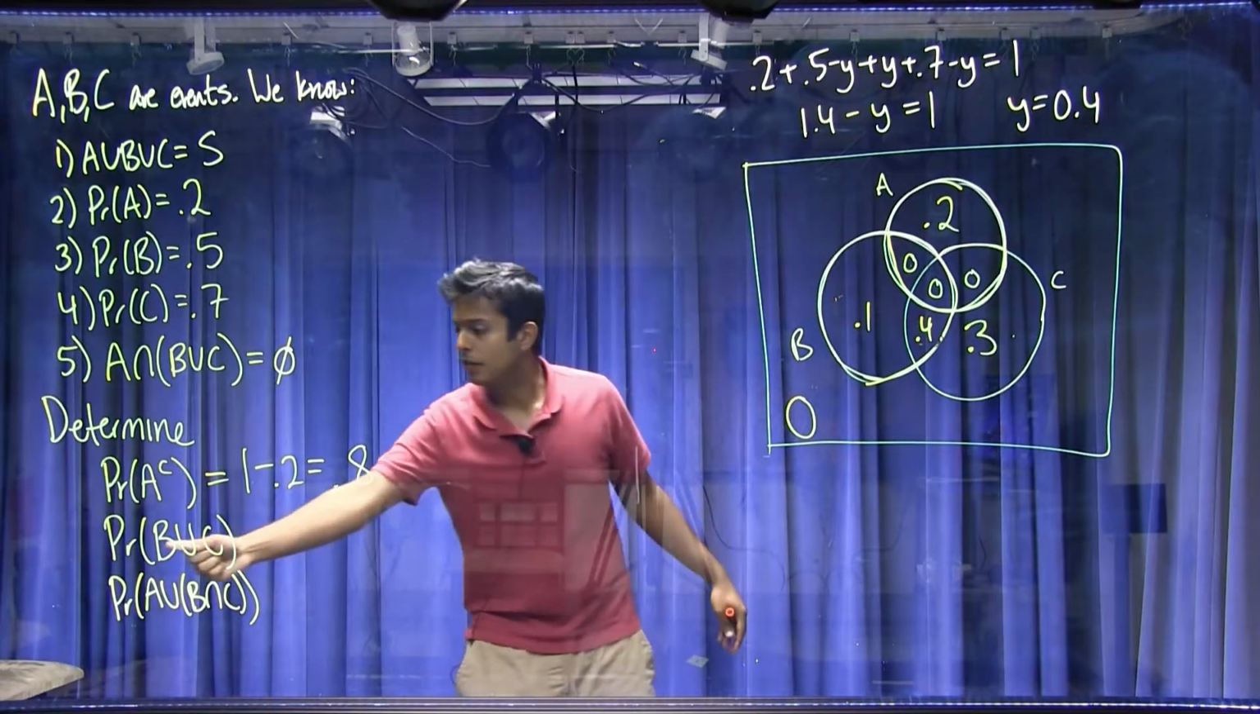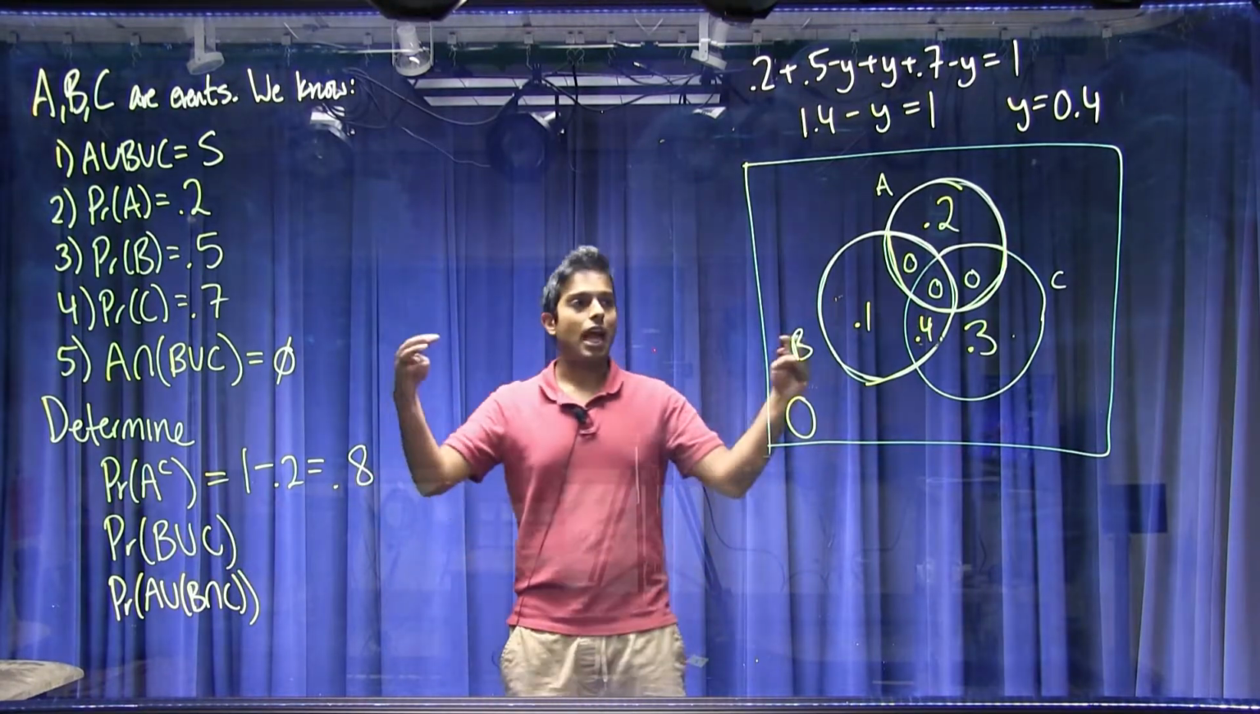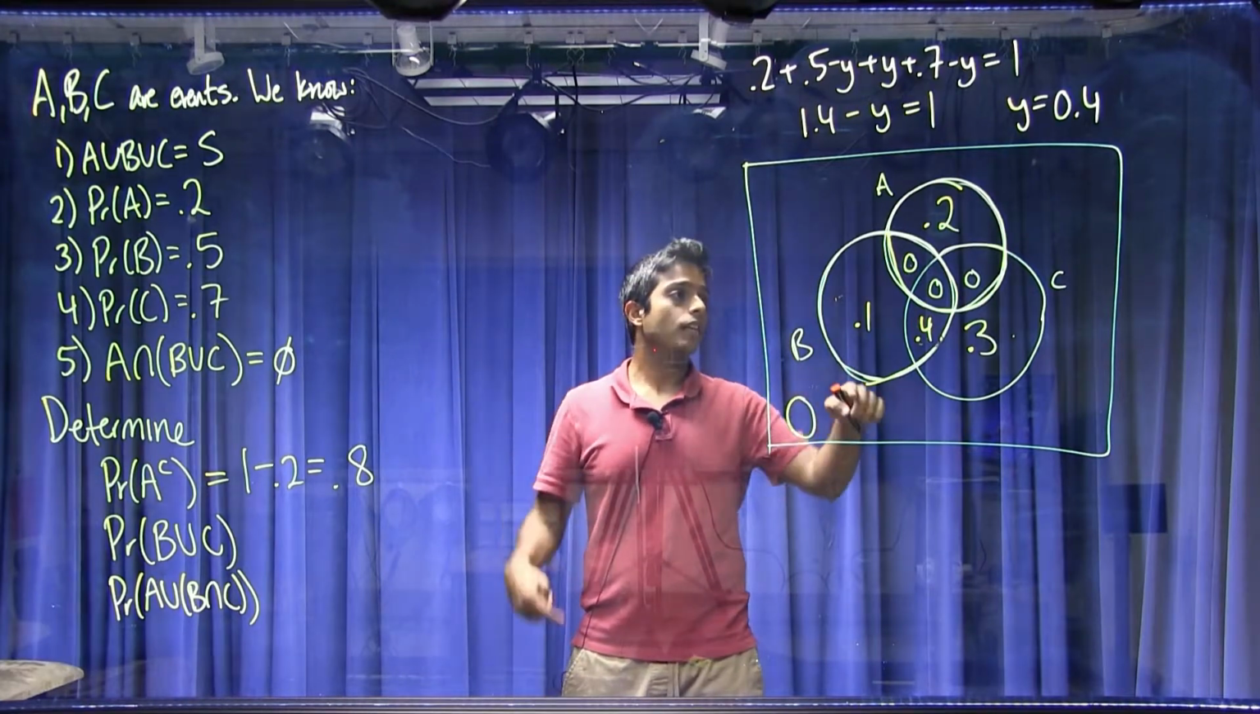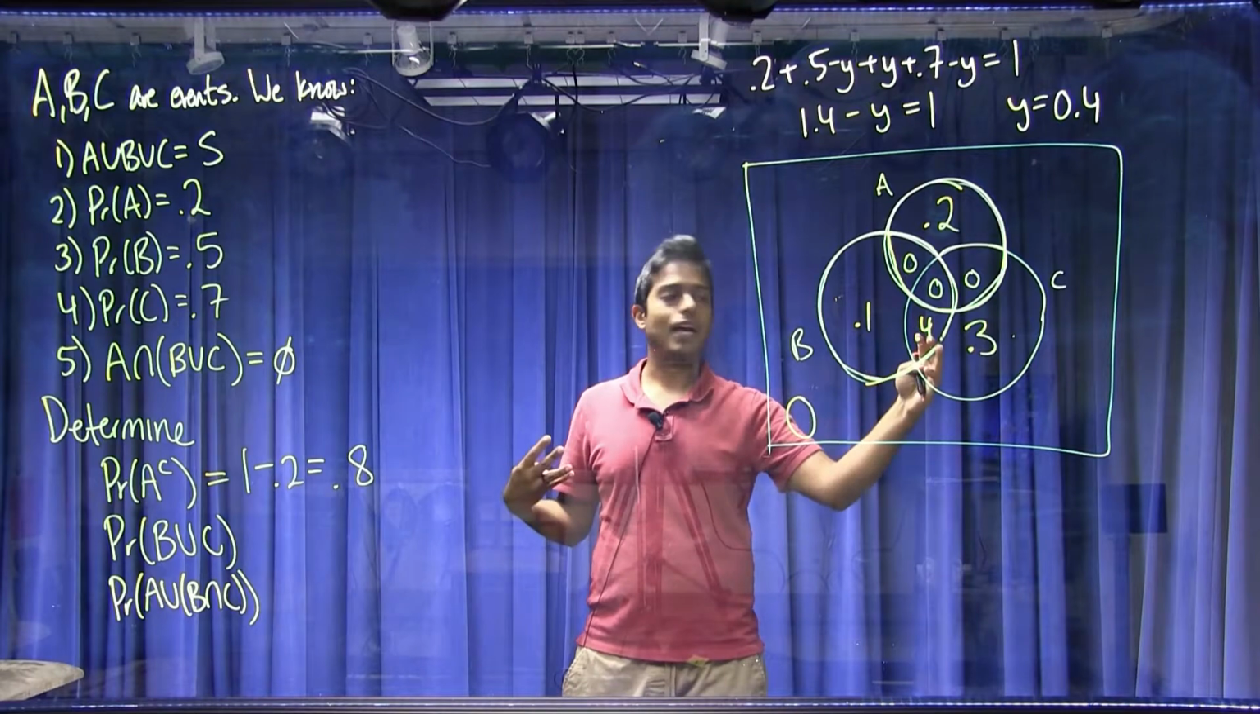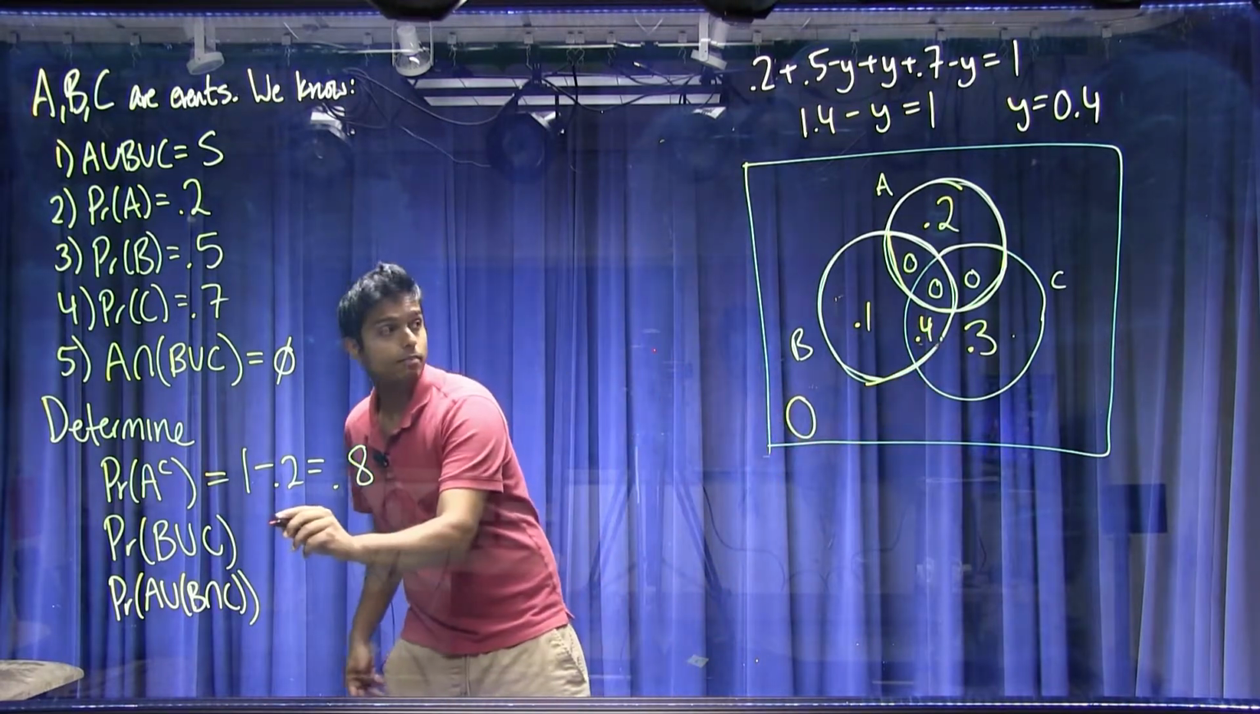So the probability of B union C, that's everything in B and C together. That's the 0, the 0, the 0, and then these 3 numbers. We have to add all those up, and we get 0.8.